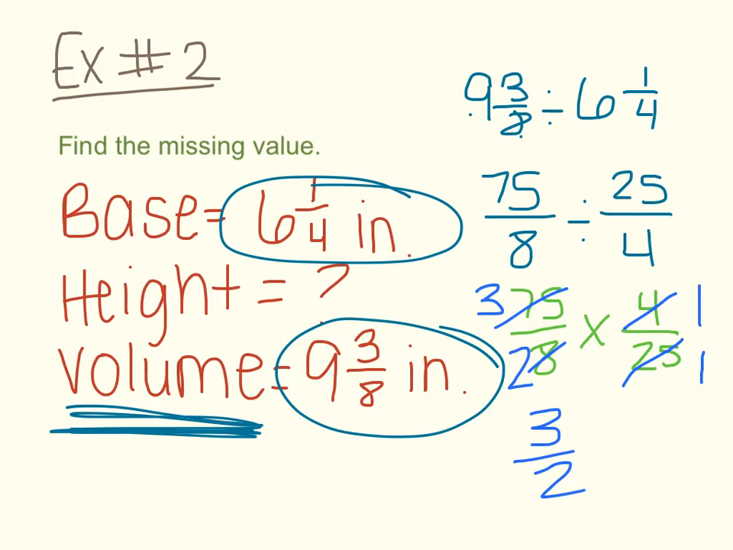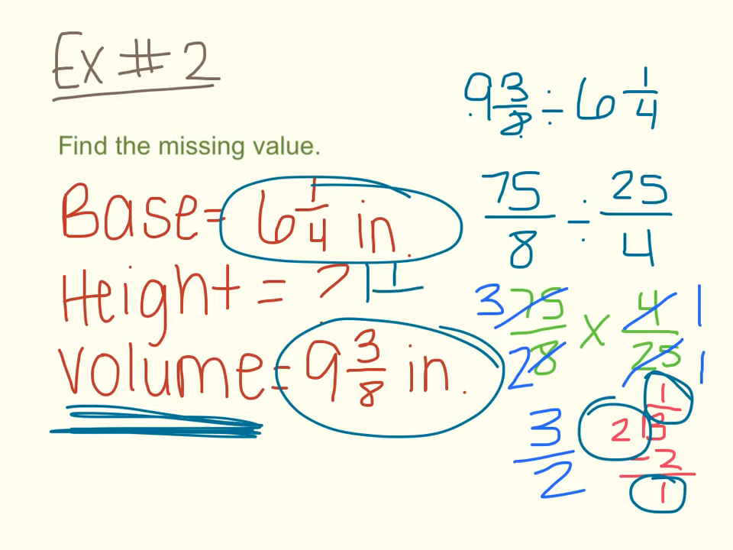So I get 3/2. I want to change that back to a mixed number, so I divide 3 divided by 2. It goes in 1 time with 1 left over. So here's my missing number, 1 1/2 inches.